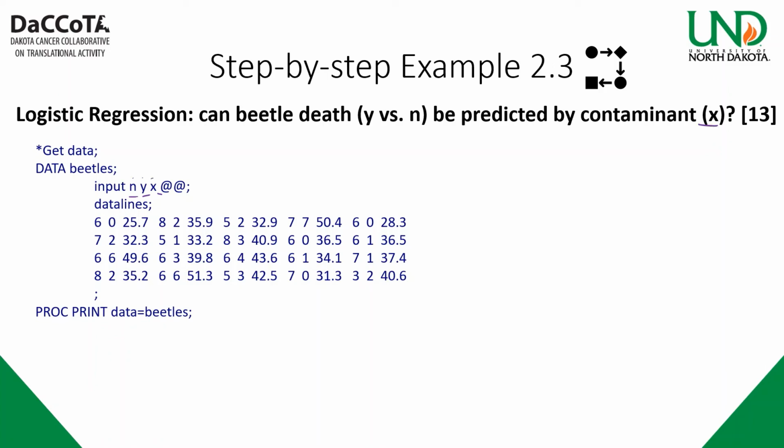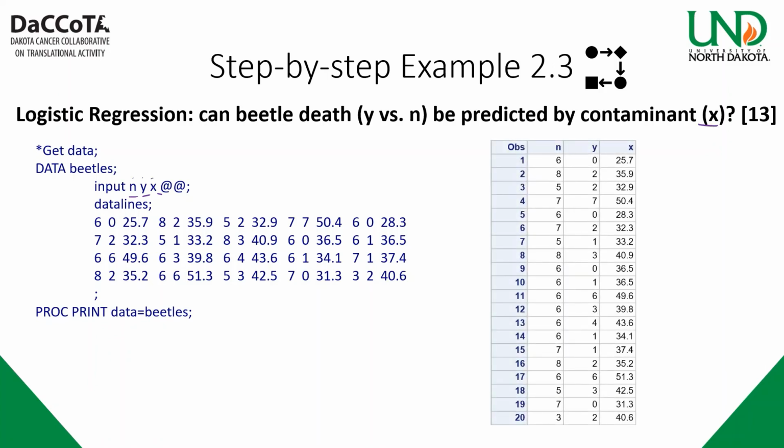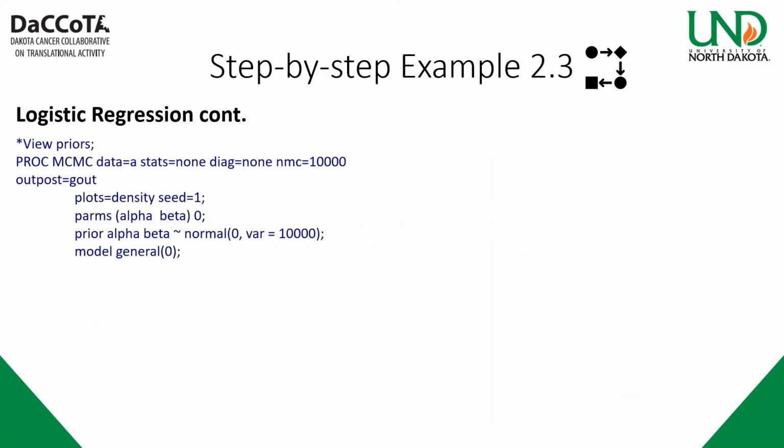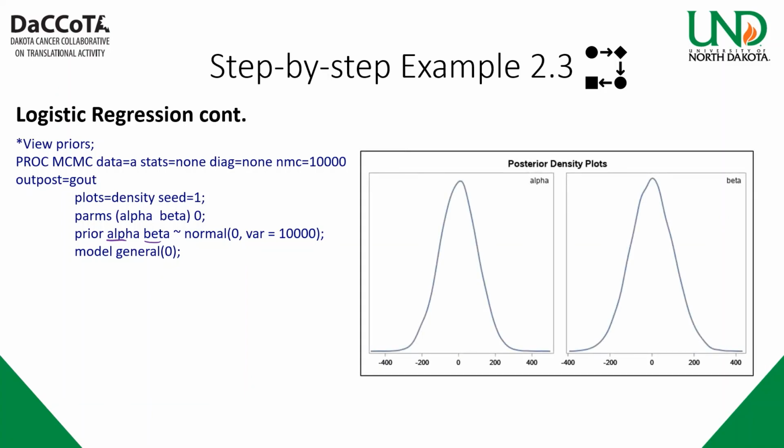So what this looks like here: for the first observation, out of 6 beetles, none died at this level. Though if we go over here, there is a total of 9 beetles, 6 didn't die, 3 did die. So that's what's going on here. We can again view priors here. This time we just need an alpha and a beta prior, and these are centered around 0 from a normal distribution.